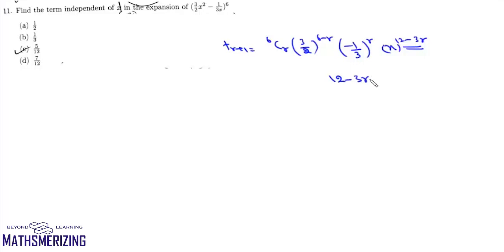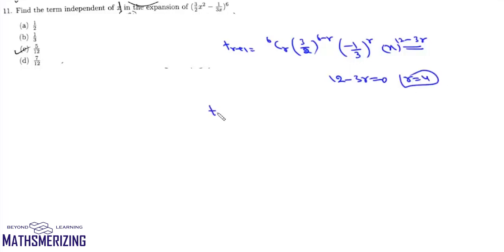Now question number 11 is find the term independent of x in this expansion. So we'll write its general term. So its general term will be 6CR, 3 by 2 to the power 6 minus r, minus 1 by 3 to the power r, and then x to the power 12 minus 3r. Now for term independent of x, power of x should be 0. So we'll get 12 minus 3r should be 0. So value of r is 4.